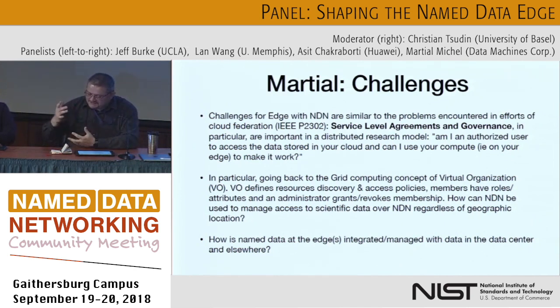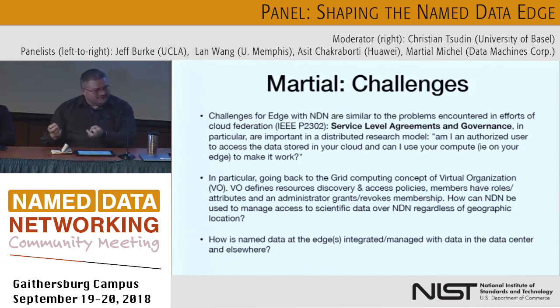When you talk about high performance computing, you have a concept called a virtual organization. A virtual organization has models that enable you to define discovery, resource policies, and access models. Members have roles and attributes. It's the same thing as a Unix user, right? You have a UID, a GID, and you have ACLs, so you have access control layers. Those are very important for any type of data access.